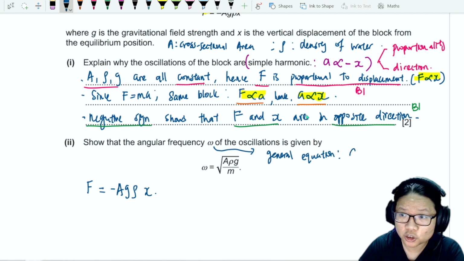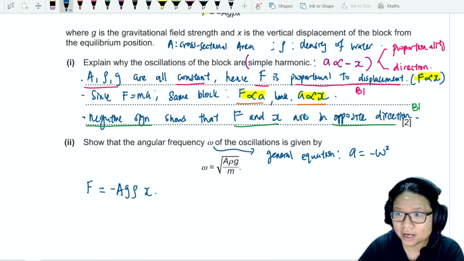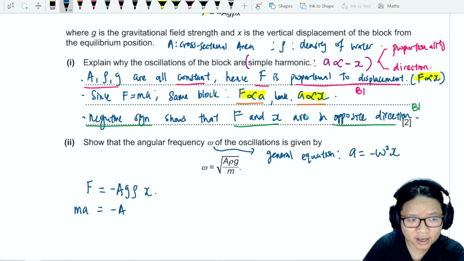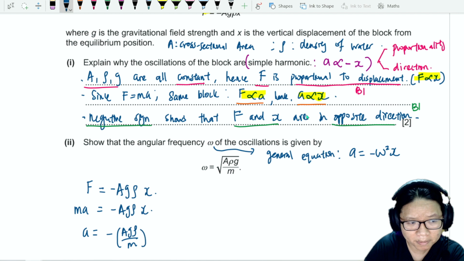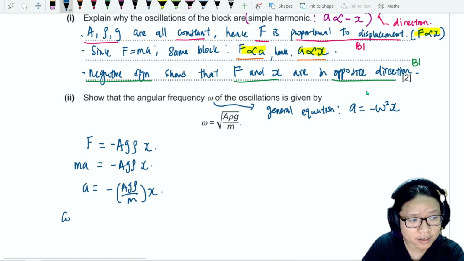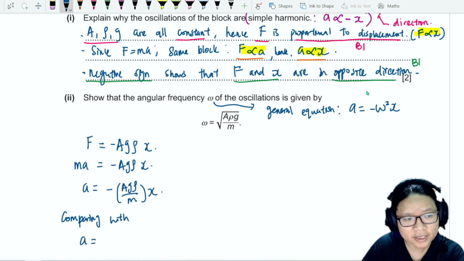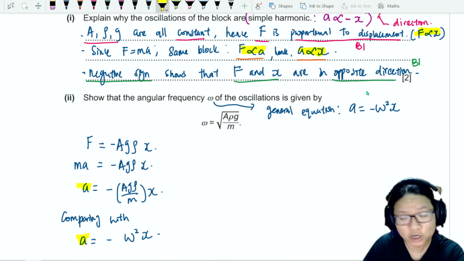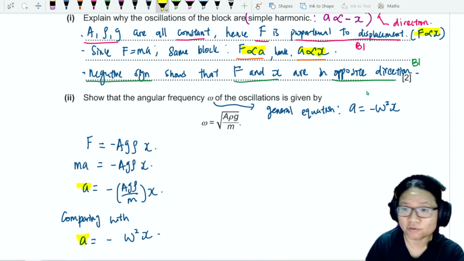And this general equation is a = -ω²x. So with this, I need to write this as ma, and this is -AGρx. So now a will be equal to -(AGρ/m)x. So you see what I did here? I isolated it. Now I'm going to compare with a = -ω²x. So we have a as the subject of the equation, which was the whole purpose of this exercise.